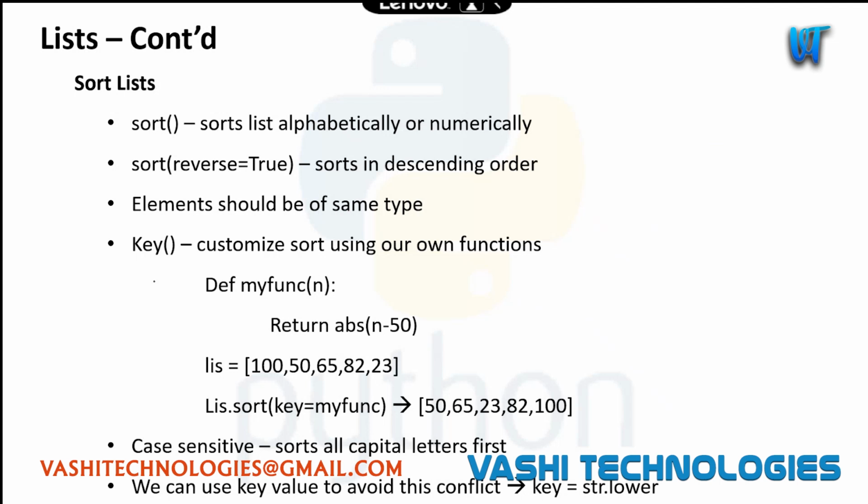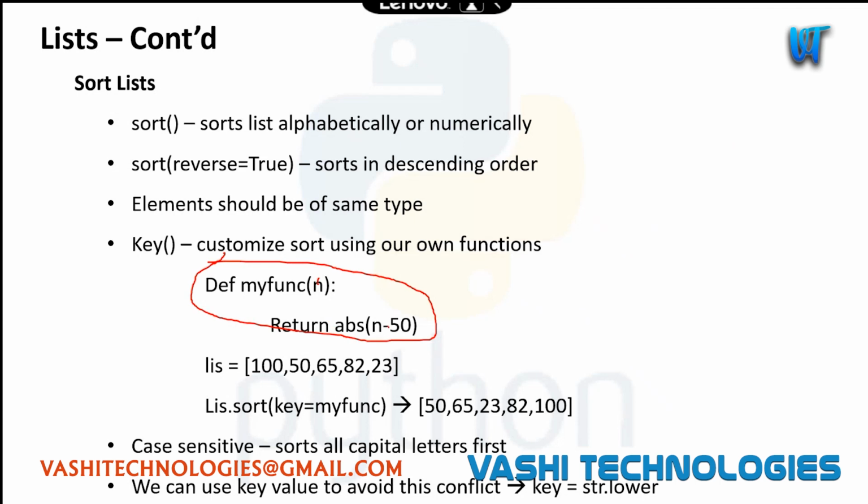And then we have this key. As I said, we can perform some advanced sorting using this key thing. Within this sort method, we can pass this key parameter, which will perform some advanced sorting. So if you take this case, we have this my function. Just remember, this is just a function which will take a number and return the number minus 50.